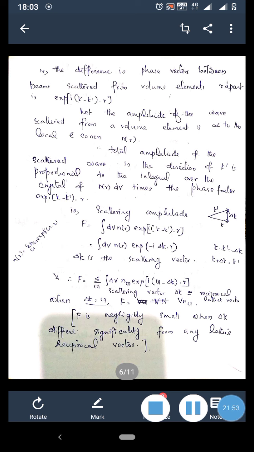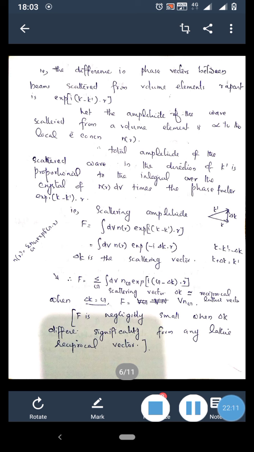Suppose we can generalize this. If the volume element is a distance r apart from the common fixed origin, then the difference in phase angle will be exponential i(k minus k') dot r.